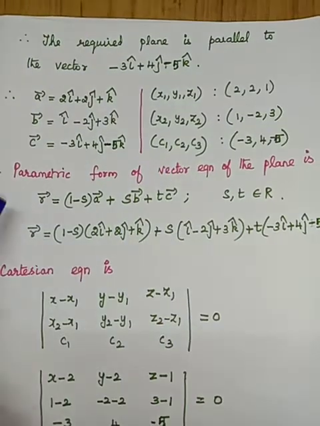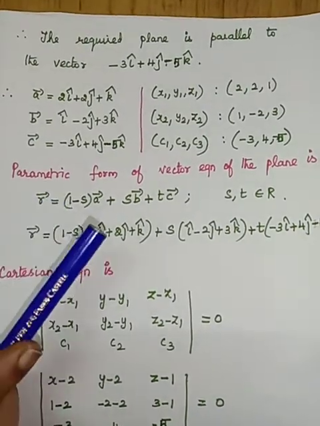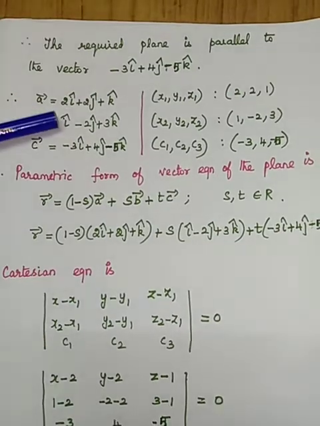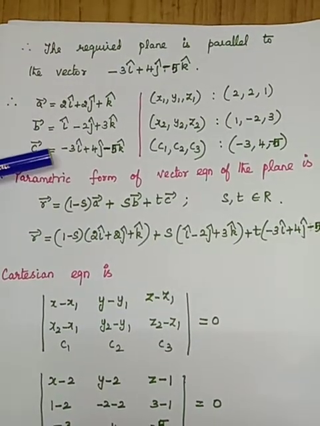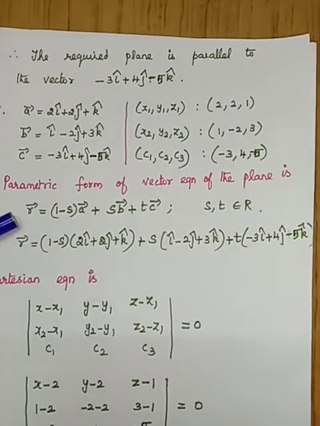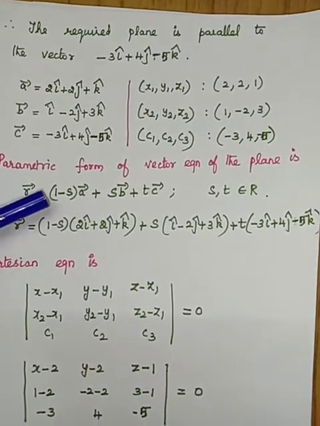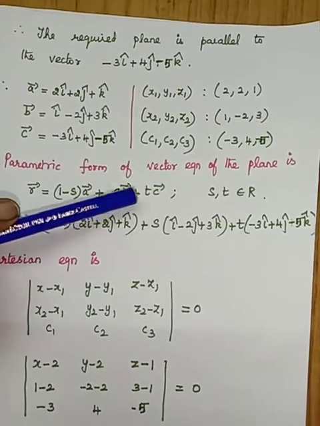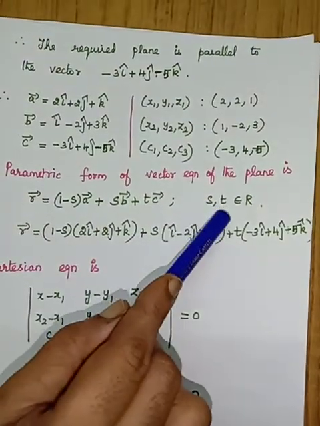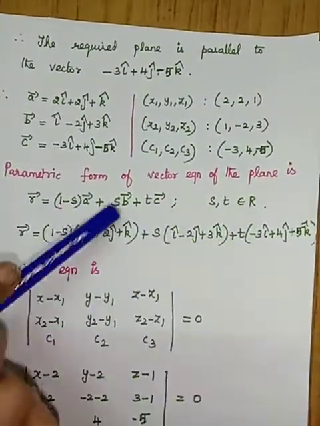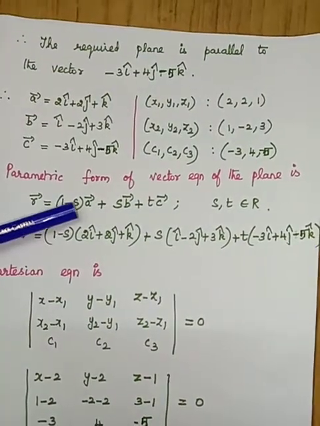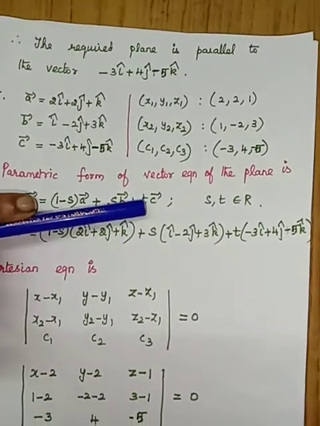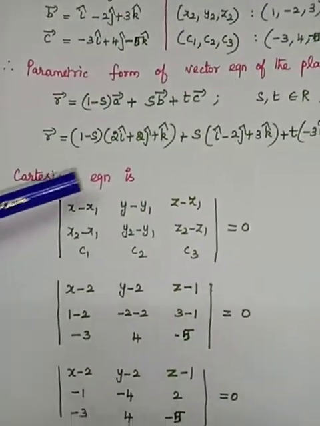Now, what is asked? The parametric form of the vector equation. How many passing points do you have? 2 passing points and 1 parallel vector. So the formula we can use is: R vector is equal to (1 minus s) A vector plus s B vector plus t C vector, where s, t belong to R. We have to substitute A vector, B vector and C vector in this formula. Next, I'm moving to the Cartesian equation.